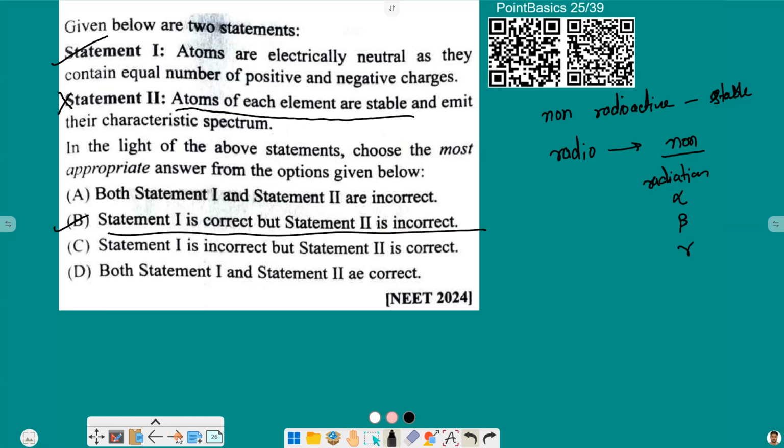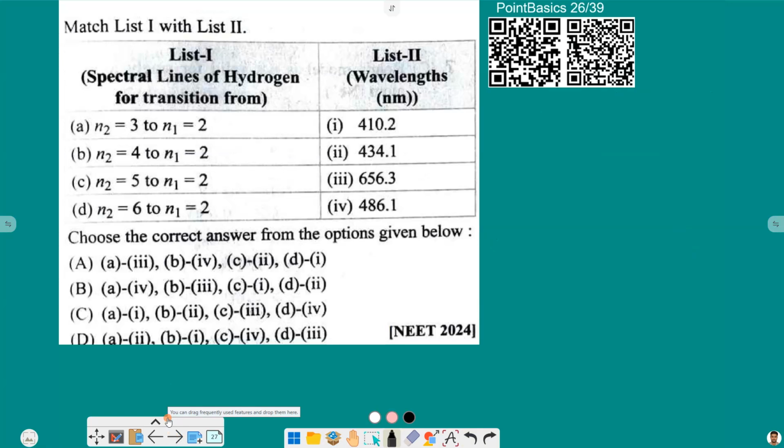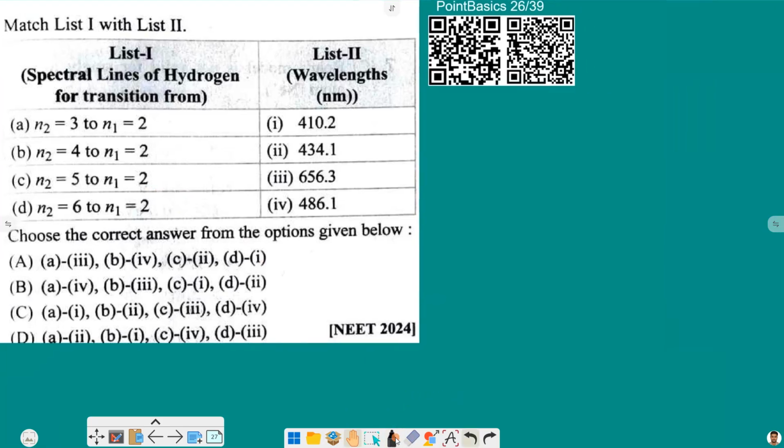Moving to the next one, match the list 1 with the list 2. So spectral lines for the hydrogen for the transition from. So here we have to solve this. Now what we can do here, we can use a slight shortcut. How? We know these are for the hydrogen atom only. So for the hydrogen atom, here we are transitioning from the second to the third, fourth, fifth, sixth levels.